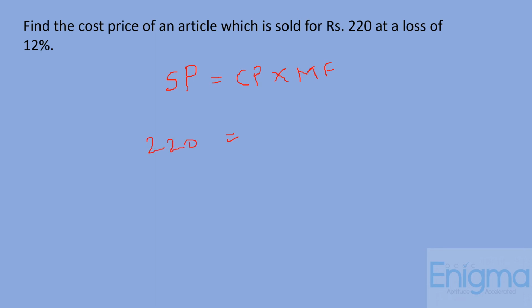Now selling price is 220, is equal to cost price into multiplying factor. Now multiplying factor यहाँ पे आ जाएगा 100 minus 12, that is 88 upon 100. Okay, now you can solve this. Cost price comes as 250. Okay, any doubts?